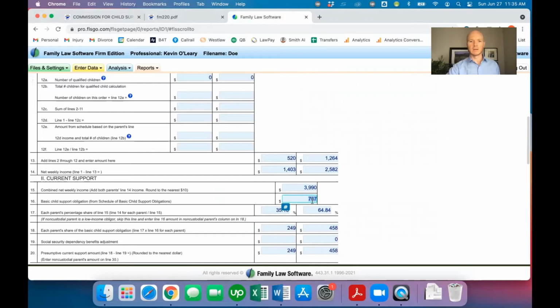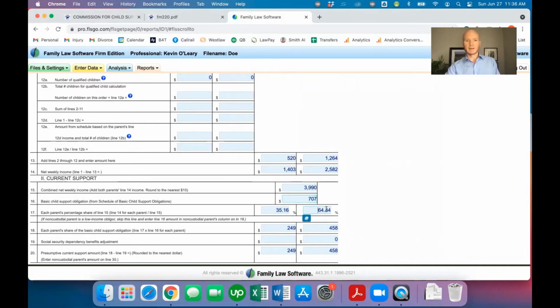Now, that does not mean that there's $707 in child support that's paid. That would be the basic, the total child support allocation. So you can kind of ignore this number. And again, you don't really have to know the nuances of this. I'm just trying to explain how the amount is determined, but ultimately the child support guidelines are going to automatically do a lot of these calculations. So the 707 is the total basic child support obligation.